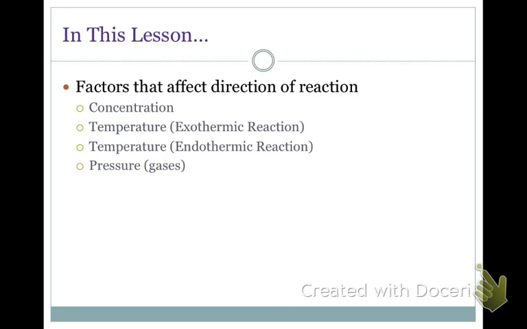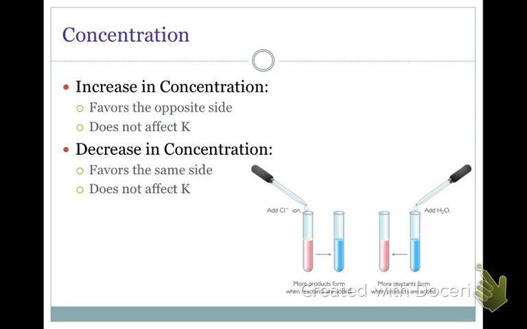And we're going to go through factors that affect direction of reaction, so if it goes in the forward or the reverse reaction. So those different factors are concentration, the temperature if it's an exothermic reaction, the temperature if it's endothermic, and pressure. And of course, pressure is only for gases. So for concentration, if we increase the concentration, it favors the opposite side.